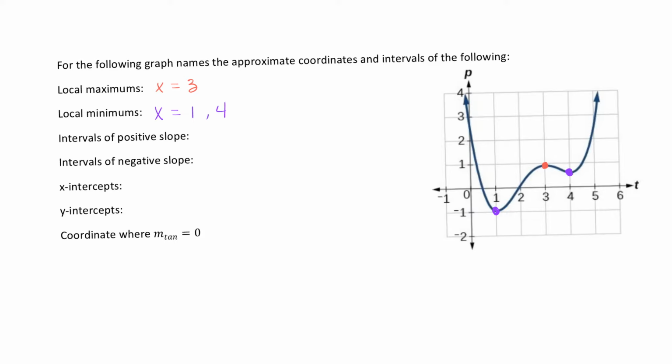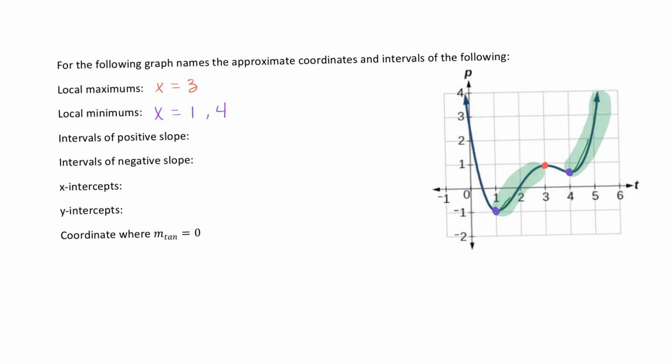Okay, our intervals of positive slope. So positive slope is when the graph is increasing. So I'm going to start here on the left. This whole area is decreasing. But notice at the minimum, it's going to turn and start increasing to our next maximum. So the key to this is that intervals of increasing and decreasing change at maximums and minimums. That's worth remembering. This is decreasing, and then we're going to go back to increasing.